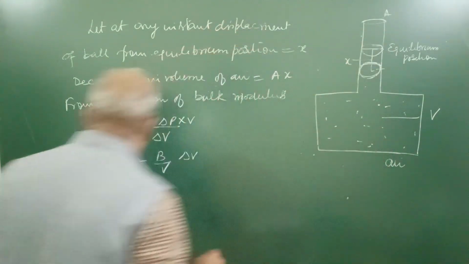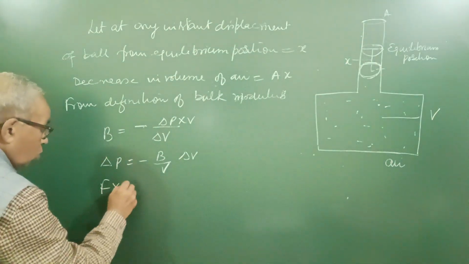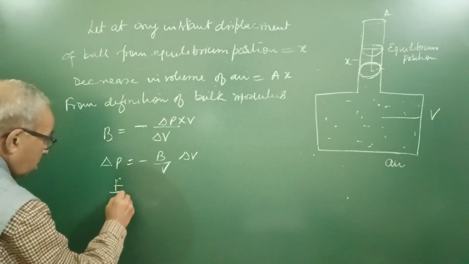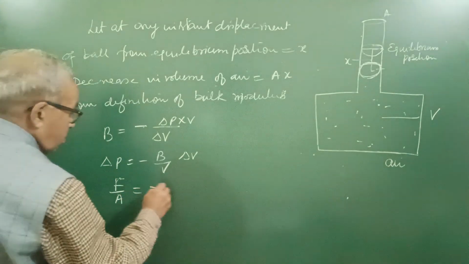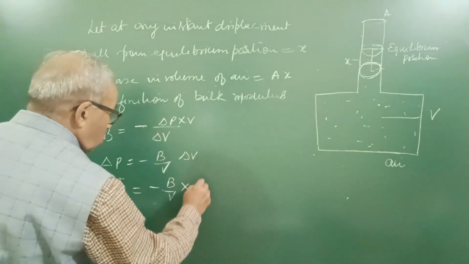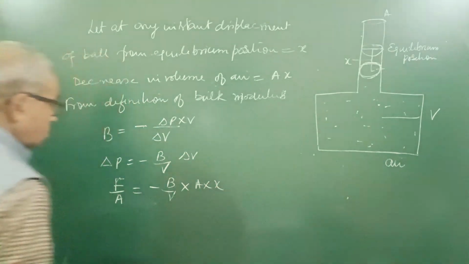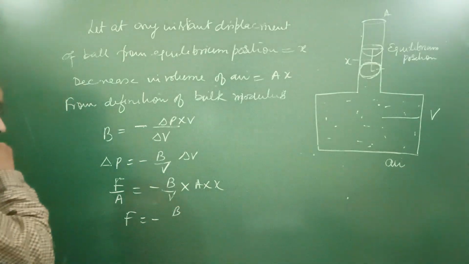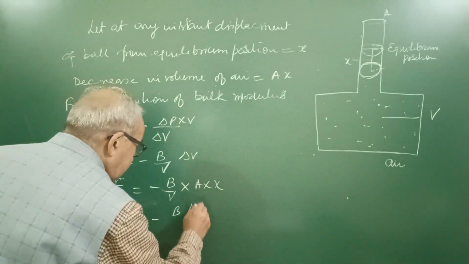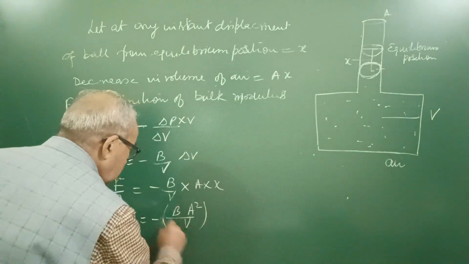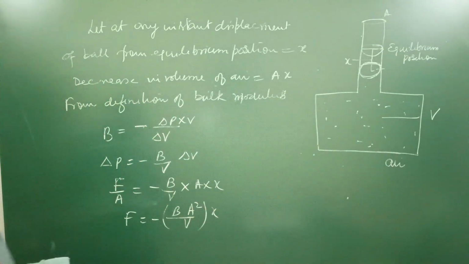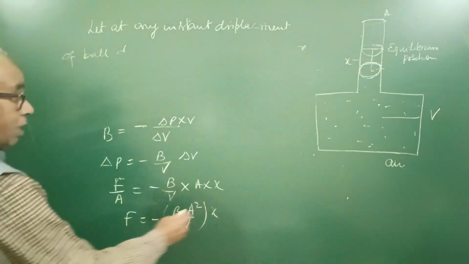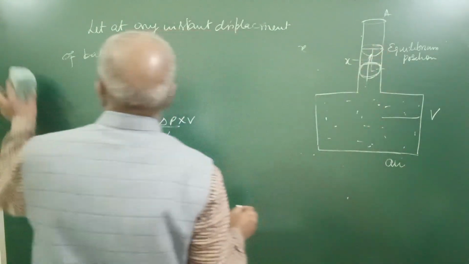If the area is A, then pressure is force upon area, F upon A equal to minus B upon V into A into delta x, or F is equal to minus B A square upon V into x. If m is the mass of the ball, this force will be the restoring force; the minus sign indicates it pushes up.